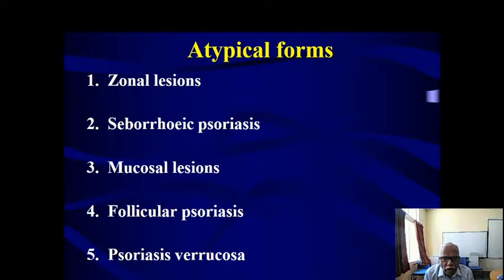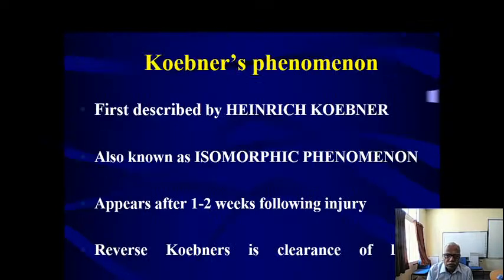Then we have another atypical form, linear psoriasis. It's usually due to Koebnerization. When you scratch linearly, it produces chronic plaque psoriasis all along the scratch marks due to the Koebner phenomenon, otherwise called the isomorphic phenomenon. Isomorphic phenomenon and Koebner phenomenon are the same. Koebner is the person who first described this, and this appears usually 1 to 2 weeks after trauma.